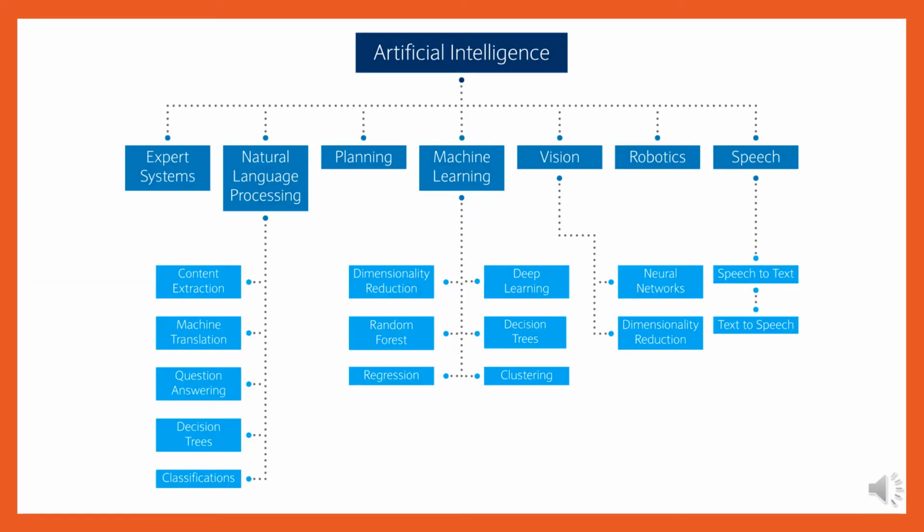Here we have shown the mapping of artificial intelligence, which involves expert systems, natural language processing, planning, machine learning, vision, robotics, and speech. On this basis, artificial intelligence is helping agriculture, and the various branches have different subsidiaries, which have been presented here.